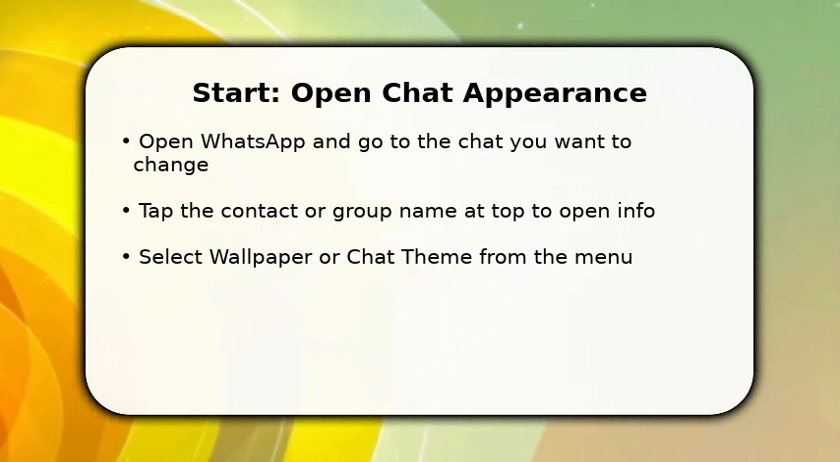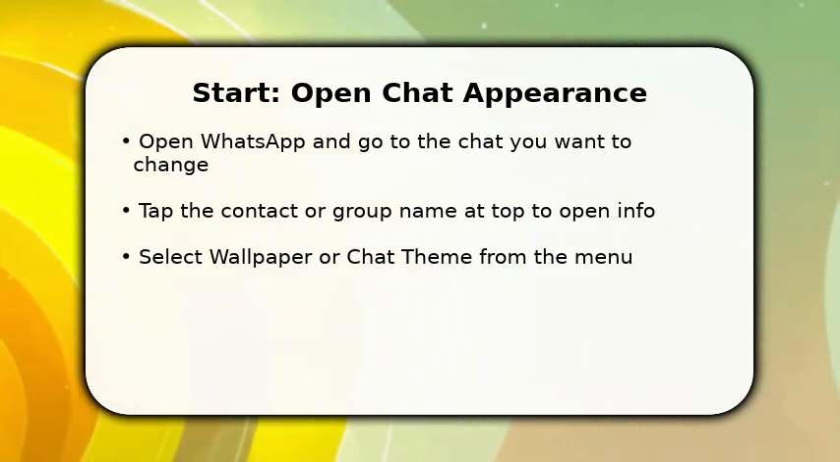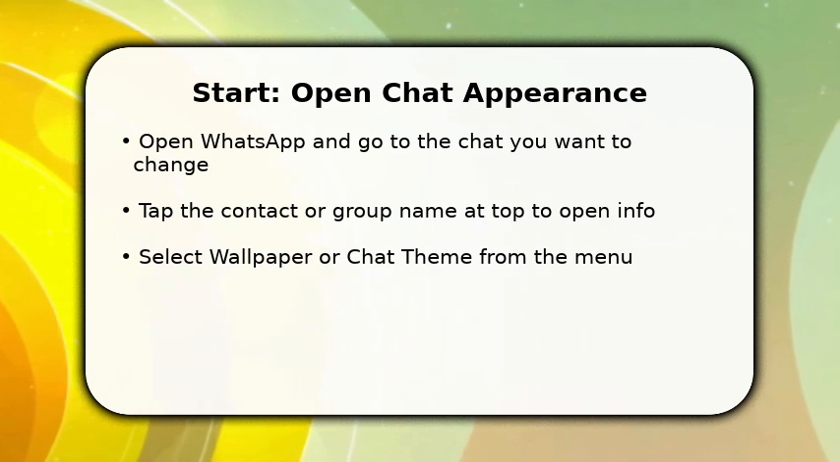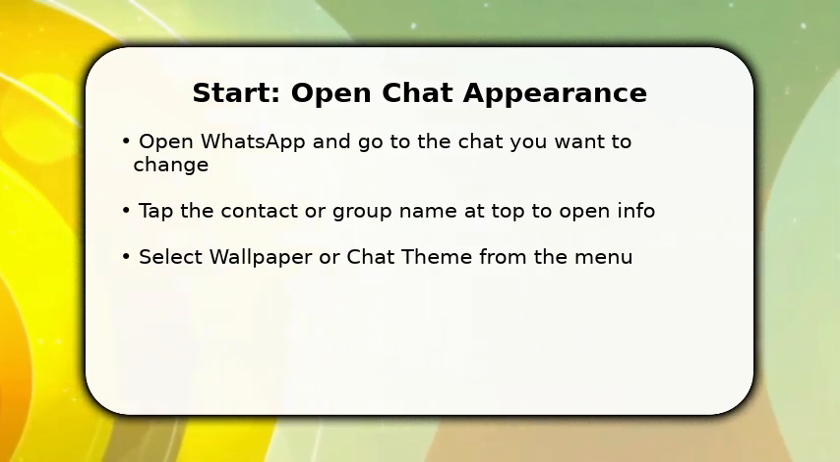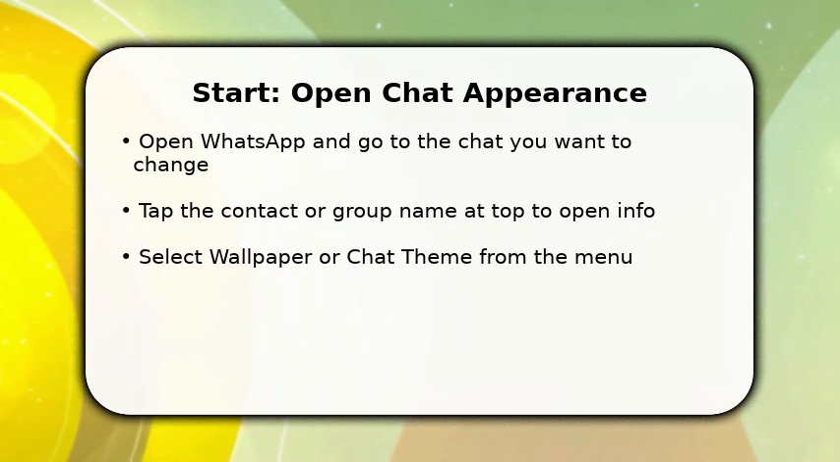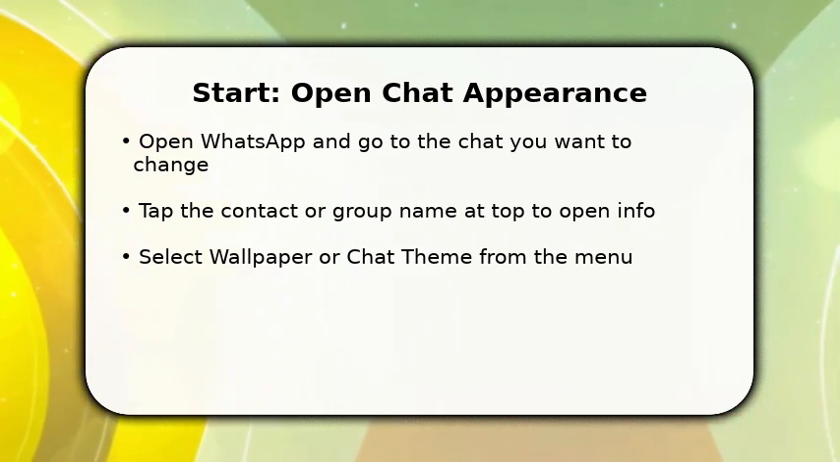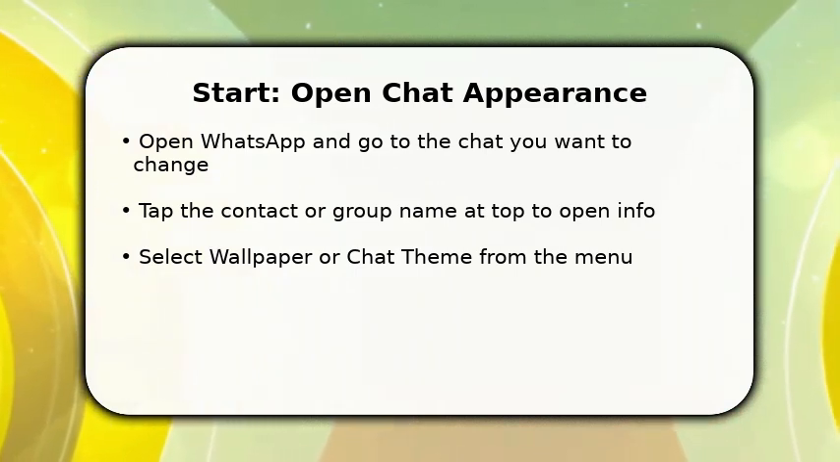This begins the removal process. You're choosing where the theme is managed, so make sure you're in the correct chat. If Android or iPhone labels differ slightly, look for any wallpaper or theme icon. That's the control you need to continue.